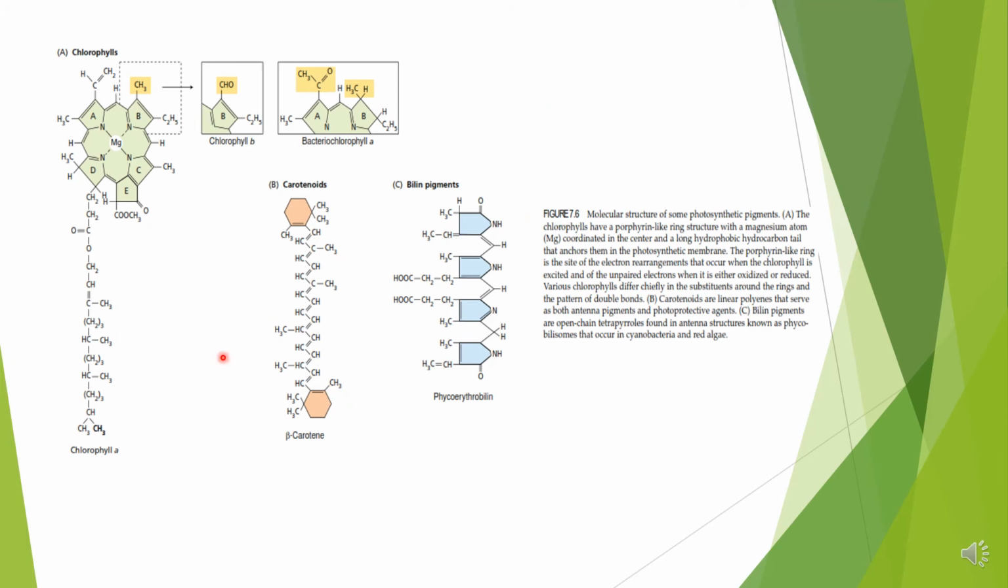Next, the diagram indicates the chlorophyll a molecule. This is a porphyrin-like ring structure with a long hydrocarbon tail attached for entering the hydrophobic environment, whereas the carotenoid, as we discussed, has multiple conjugated double bonds.